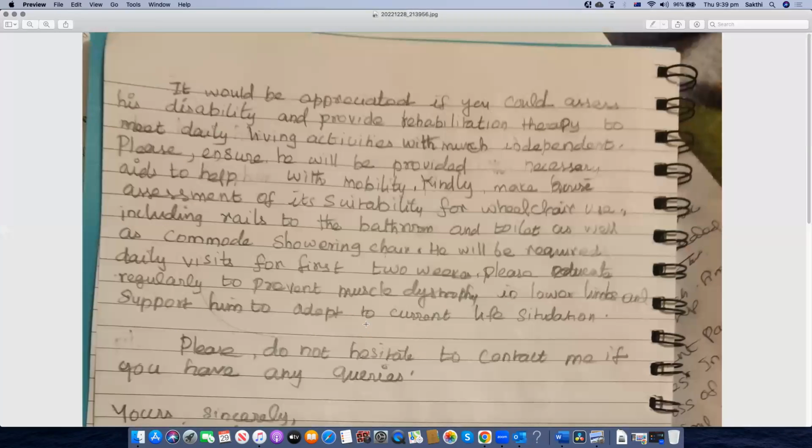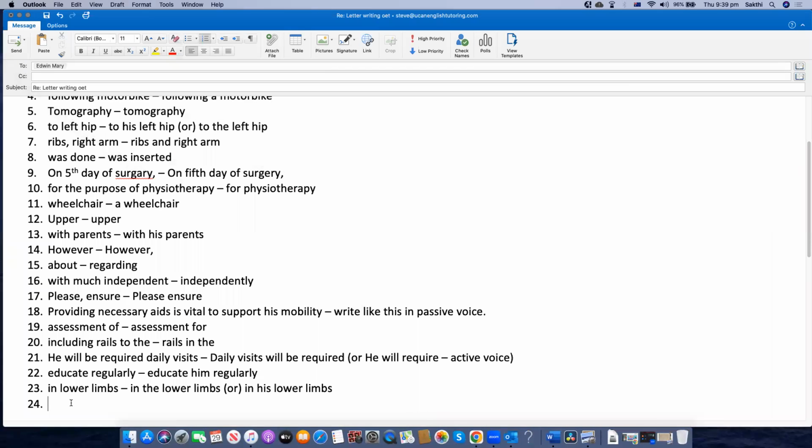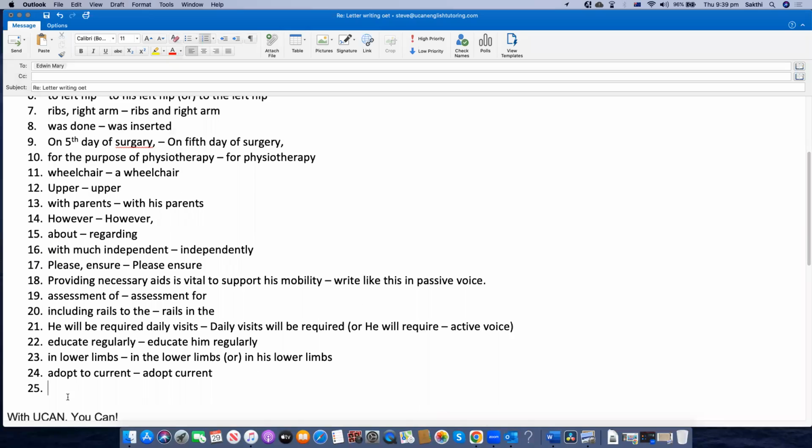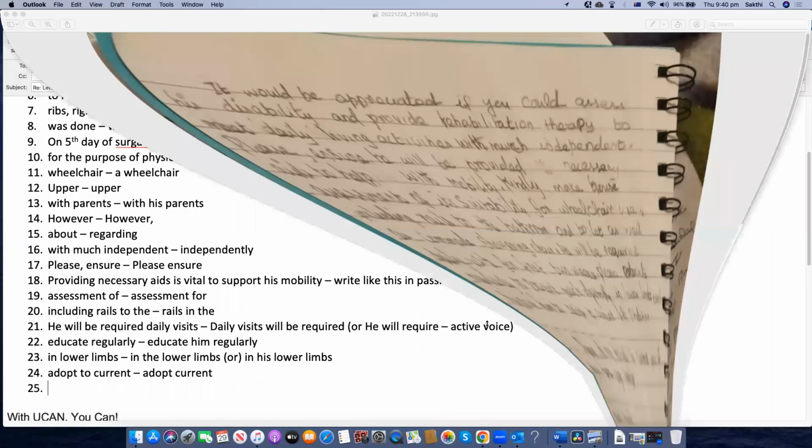Okay, what else? To adopt to current, no, it's going to be to adopt. That's it. You don't need to use adopt to current. Okay, it's going to be to adopt current. That's it. All right. And there is a spelling mistake with the word situation as well.